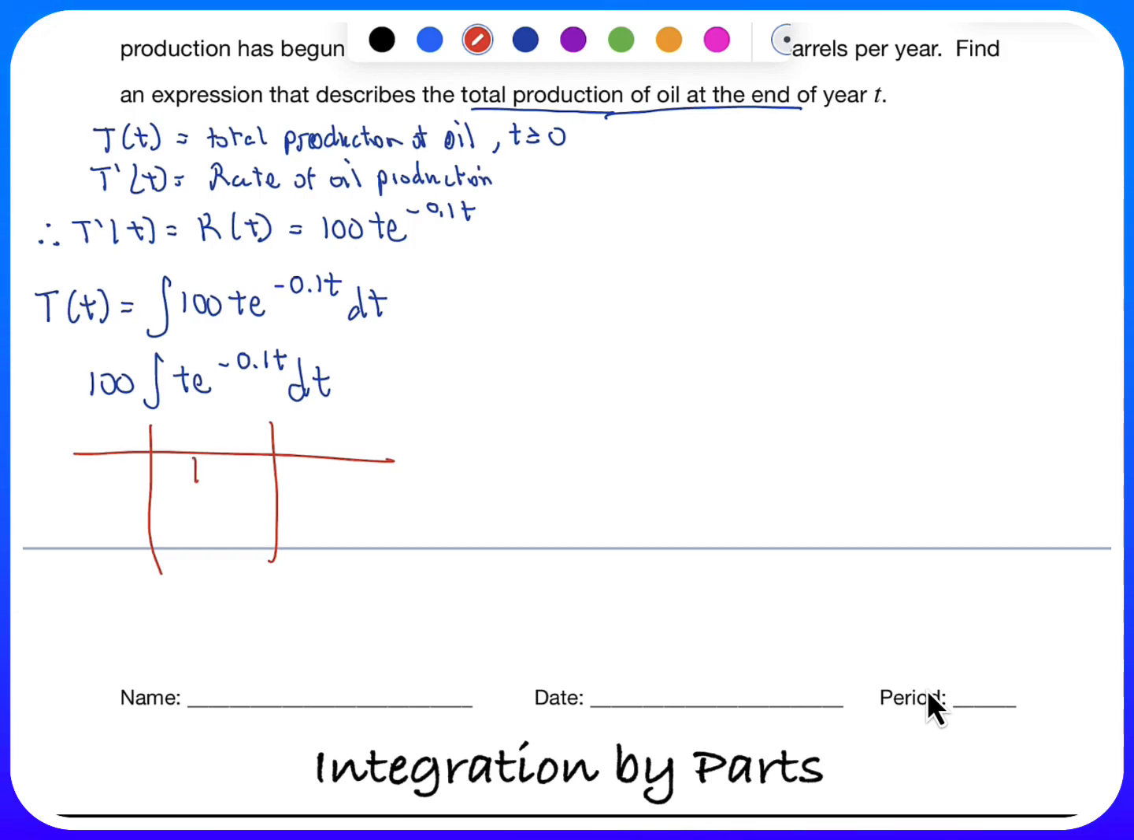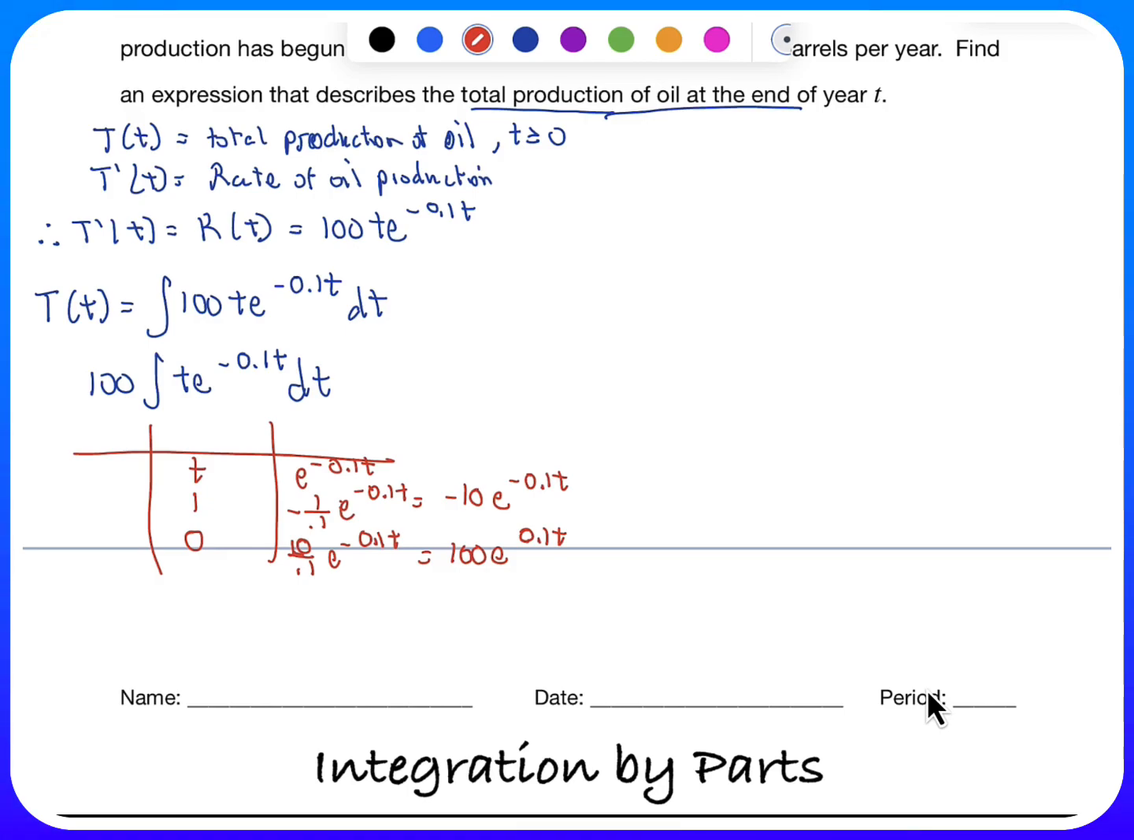Now remember, our first column is signs, second column is derivative, and it's going to be our polynomial. So it's T, derivative of that is 1 and 0. Then our last column is the other function, and we're going to integrate each of these. So the integral is going to be negative 1 over 0.1 e to the negative 0.1 t, which will simplify down to simply negative 10 e to the negative 0.1 t. And then we integrate that. We end up with simply 100 e to the negative 0.1 t.